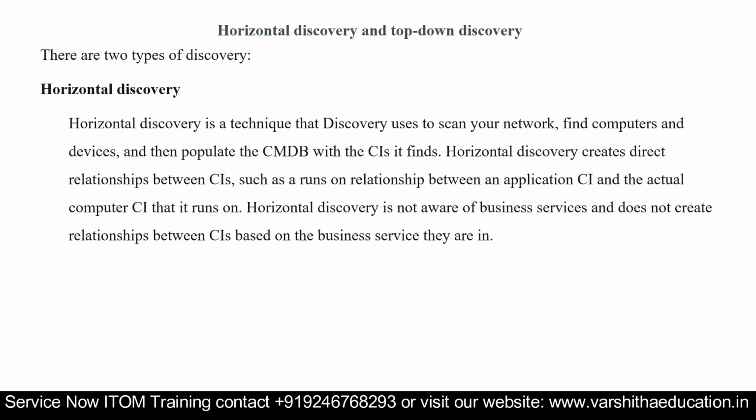Horizontal discovery is used to scan our network, finding computers, any devices, anything. After getting the related information, it writes and stores it in a CMDB table as a CI, a configuration item. Horizontal discovery creates a direct relationship between the CIs. This is very important. For example, if a computer is there, it can try to find out and make relationships between the CIs.